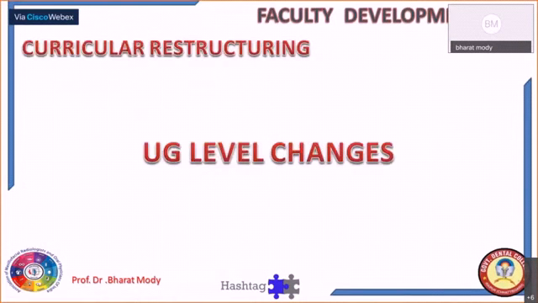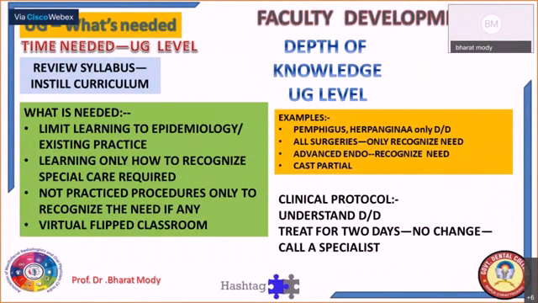So what needs to change? Let us see what can be done at the UG level. Now the DCI syllabus at the UG level is a lot stricter and more detailed. So lots of changes cannot be brought about, but still we can do a lot of changes with it.